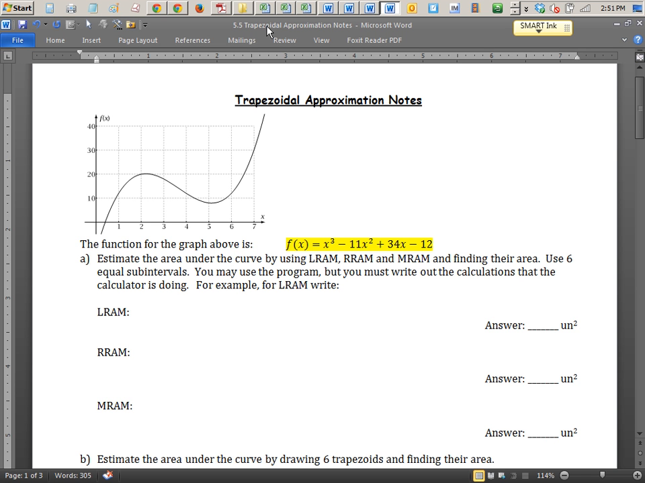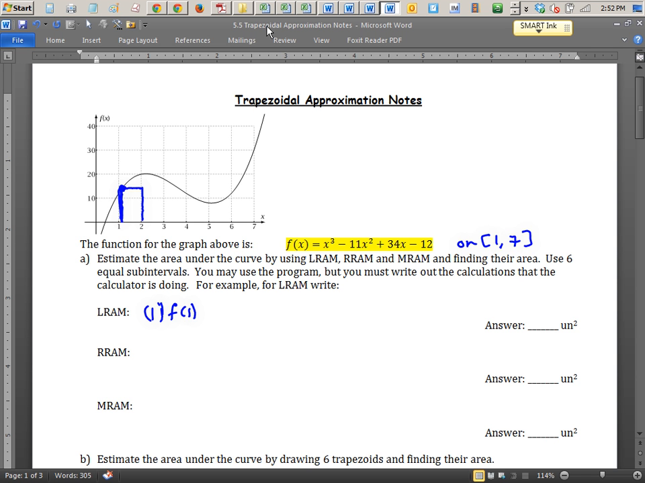Okay, so first let's review how to do LRAM, RRAM, and MRAM. So we're going to actually be going on the interval 1 to 7 here. So if we were to do LRAM rectangles, our first rectangle would look like this, with the leftmost point bumping up against the curve, like that. Okay, so the first rectangle you can see has a width of 1, and it has a height of whatever f of 1 is.